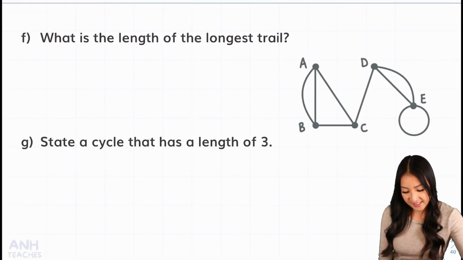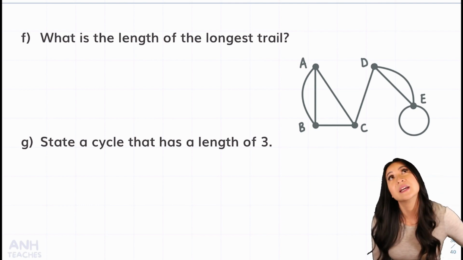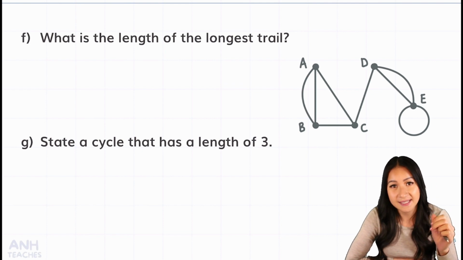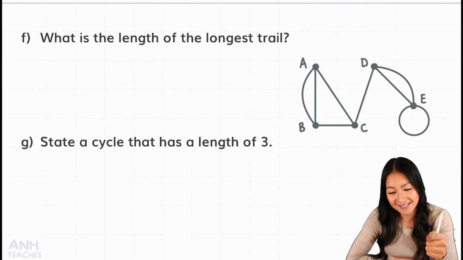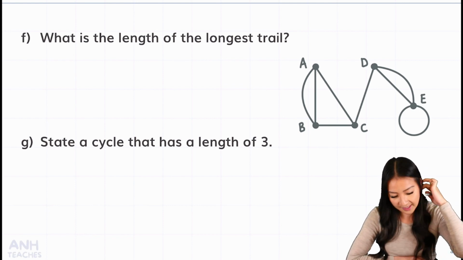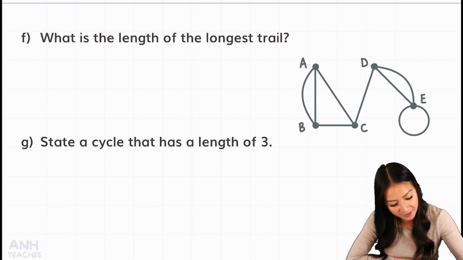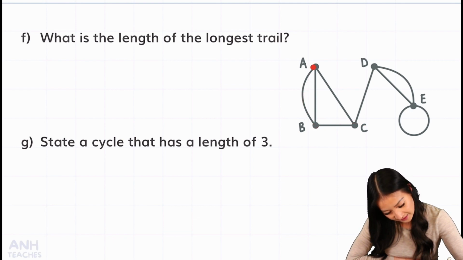Next, what is the length of the longest trail? So trail, remember, means that we cannot repeat any edges, but we can repeat vertices. And it doesn't matter whether it's open or closed in this case. So I might start at the loop at vertex E. So I've got 1, 2, 3, 4, 5, 6.